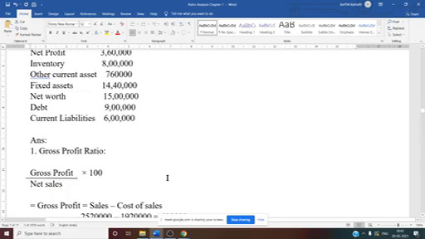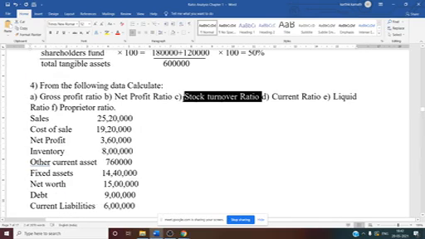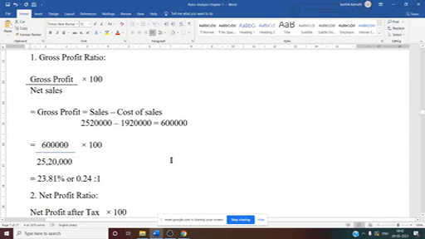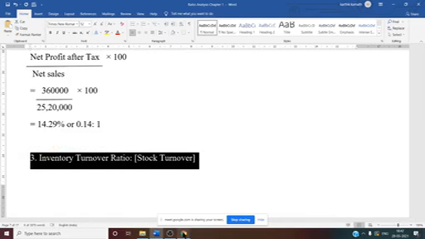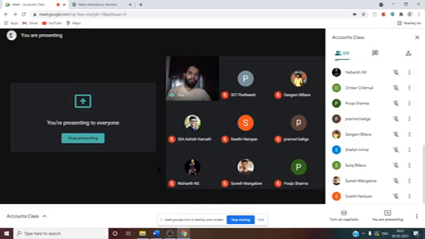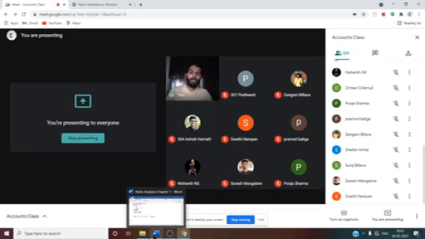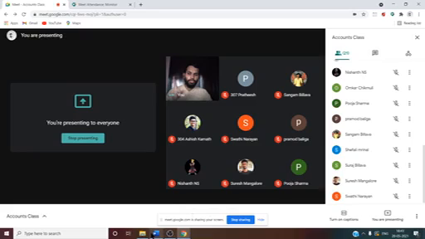Now after this, the third one they have asked you to calculate is the stock turnover ratio. It is also known as inventory turnover ratio. Inventory turnover ratio and stock turnover ratio are the same. There are various different names for one particular ratio. So what is the formula for stock turnover ratio? It is COGS, that is cost of goods sold, divided by average stock into 100. You will get the inventory turnover ratio.